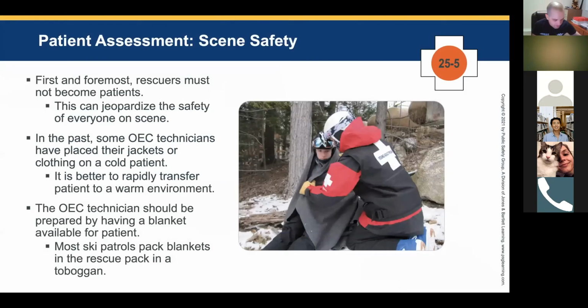So what's the very first thing, and you know, we say it all the time, what's the very first thing that we need to be concerned about as rescuers? Scene safety. Scene safety, right? Absolutely. Most definitely. So you need to make sure that you are safe. Now, let me ask you this. What does scene safety mean to you in the hypothermia arena?